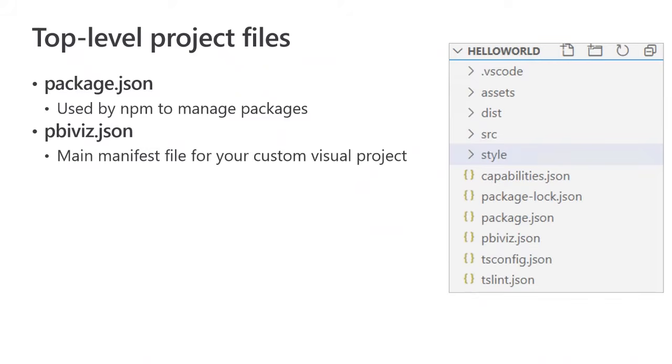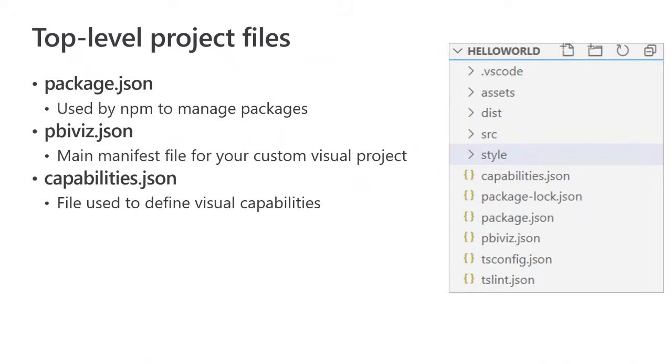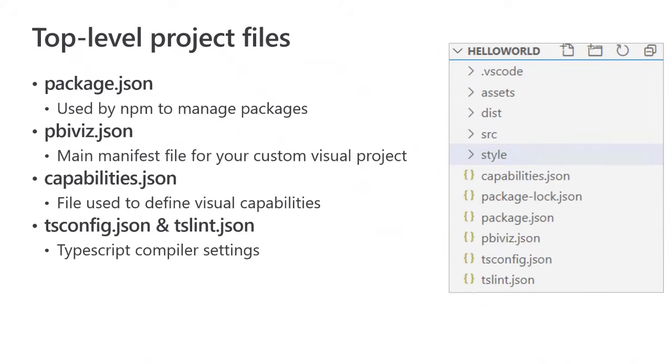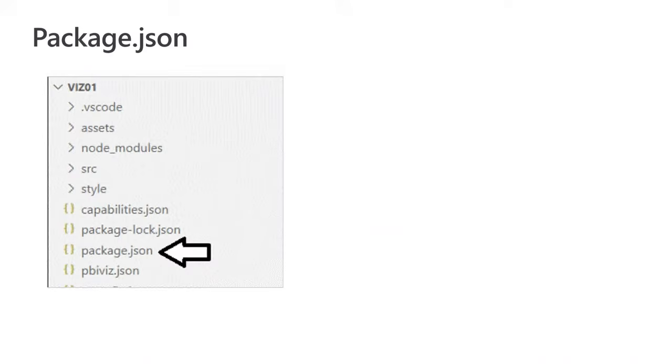We'll look at that. There's the capabilities.json. We're not going to see that until the second half of our talk today, but you define things like data roles, data mappings, and custom properties in the capabilities.json file. And then a couple of low-level nerdy things like the tsconfig and tslint files, which basically control the TypeScript code that you write, its compilation and its linting, as you build your finished project and package it up.